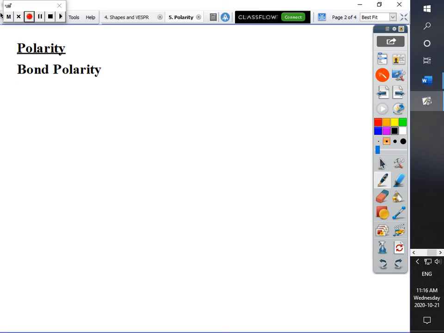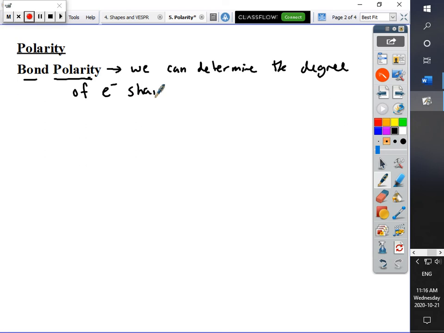Okay, so we're going to look at first bond polarity and how we can determine the degree of electron sharing using electronegativity. So we can determine the polarity of the bond. So we can determine the degree of electron sharing in a bond using electronegativities.